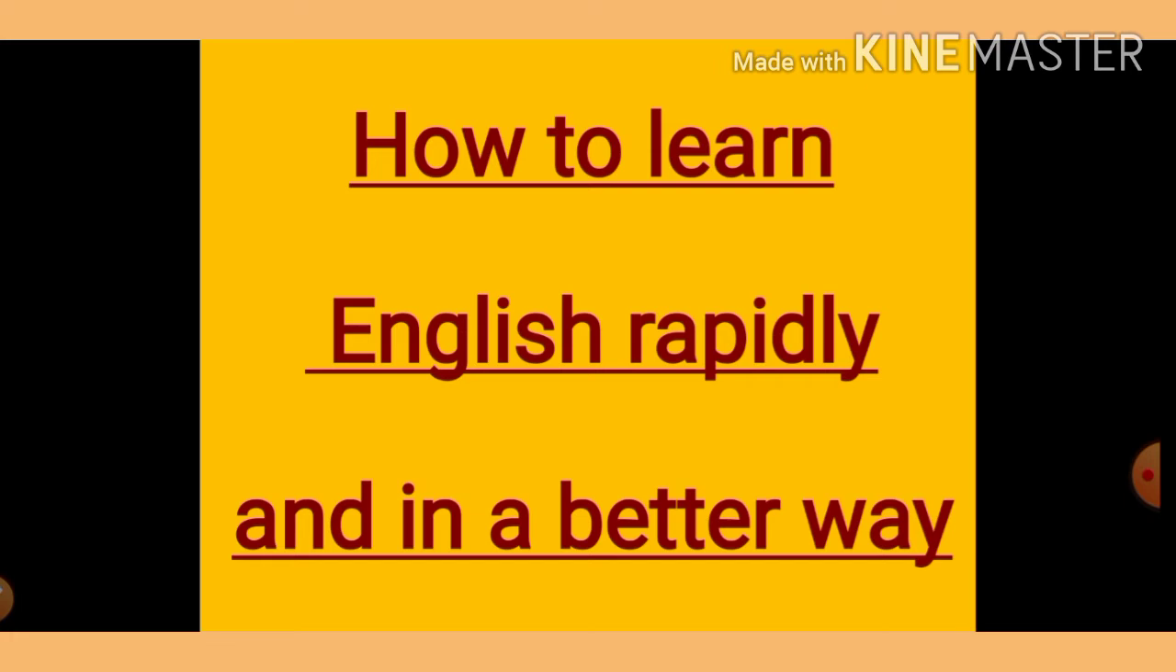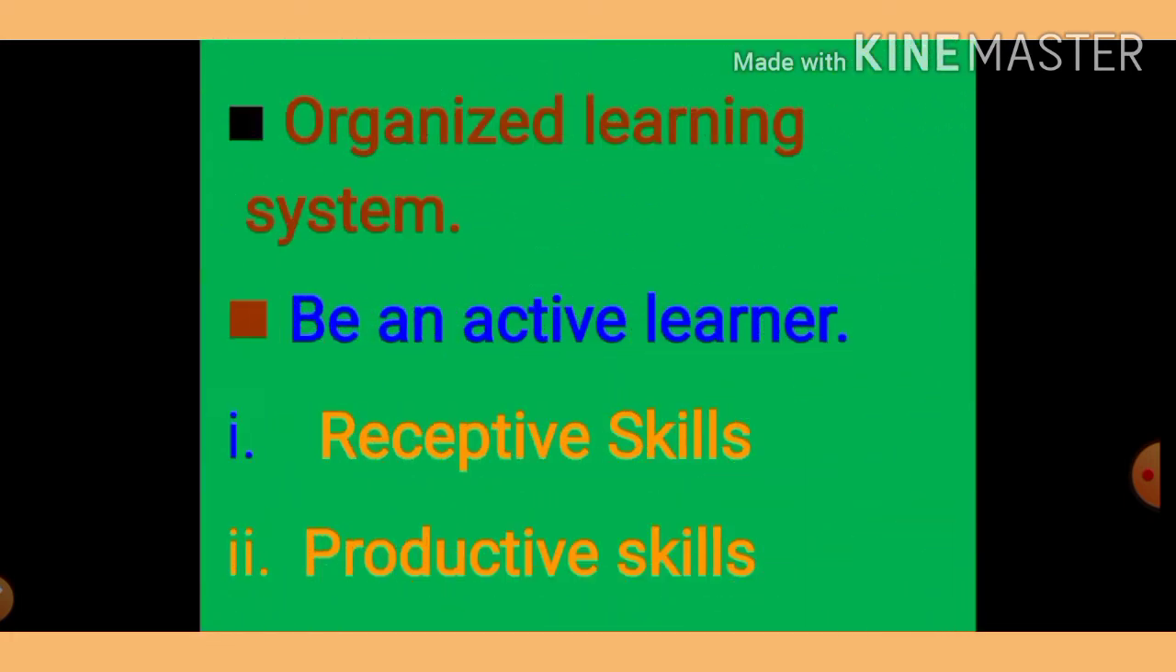So let's get started. How to learn English rapidly and in a better way. I'm going to tell you a few tips, and these are very important and worthwhile tips. If these tips are followed, I am guaranteeing you, you will all learn English rapidly, swiftly, and in a better way. So tip number one that we have is an organized learning system. What I said, organized learning system. Yes, the English learning system must be organized and systematic. It must not be disorganized and unsystematic.